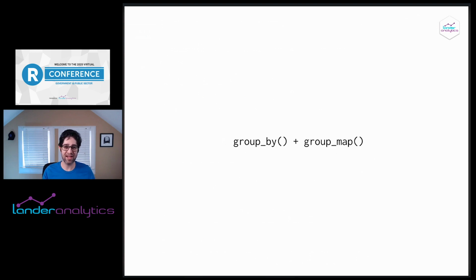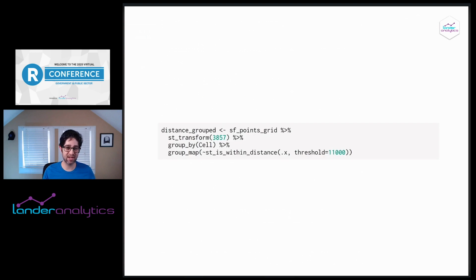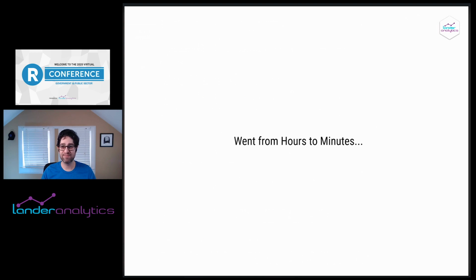So instead of group_nest, I use the combination of group_by and group_map. Group_by creates, rather than a list column of tibbles, a grouped tibble, and that is a faster operation. Then group_map iterates over that grouped tibble and returns a list of results, sort of like dlply from plyr. So I swap out group_nest and I run this, grouping by cell, then I do a group_map applying st_is_within_distance over each of the groups. We now went from hours to minutes, a dramatic speedup just by swapping out group_nest for group_map.